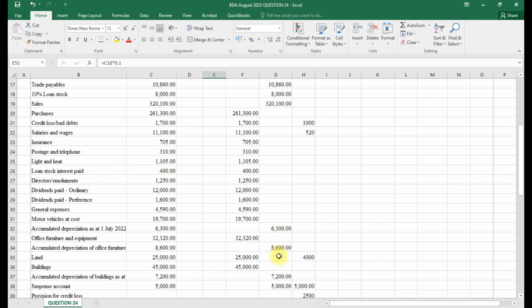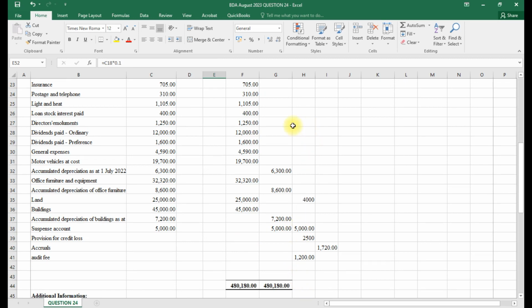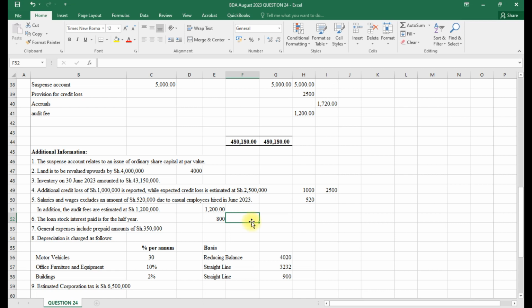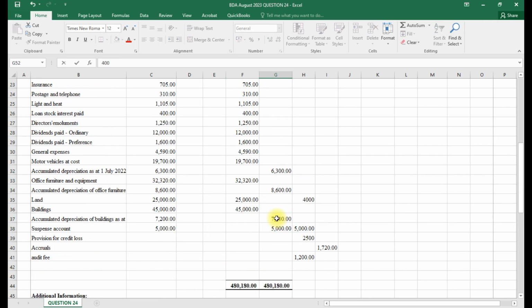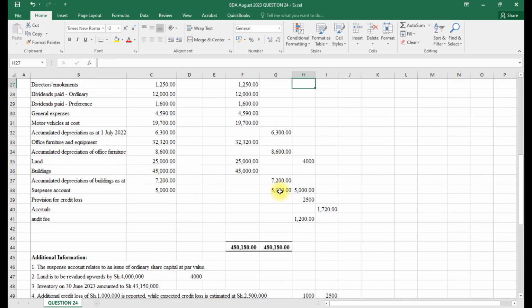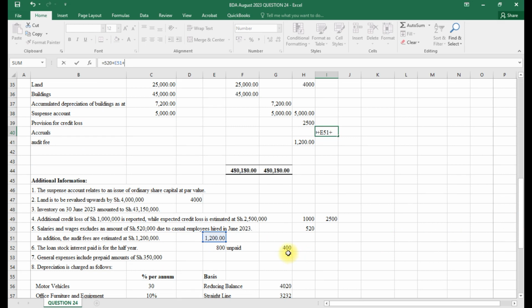So it's an accrual. We shall debit loan stock interest here. Here we have an accrual, unpaid. The unpaid amount is 400. So we shall debit loan interest here with 400. I'll pick this value, and it will go to my accrual. I'll add that to my accrual, my accrual of 400, which is unpaid.